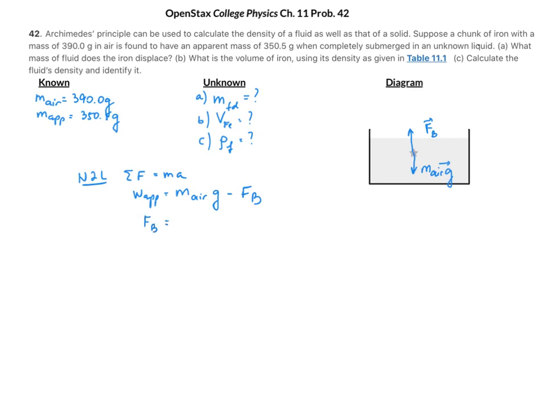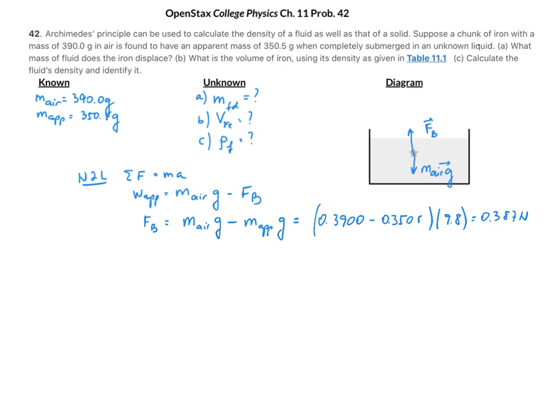And the buoyant force will be equal to M in air G minus M apparent times G. So that is 0.390 kilograms minus 0.3505 kilograms times 9.8 meters per second squared. So the buoyant force will be 0.387 newtons.